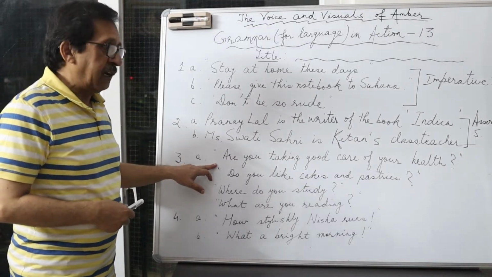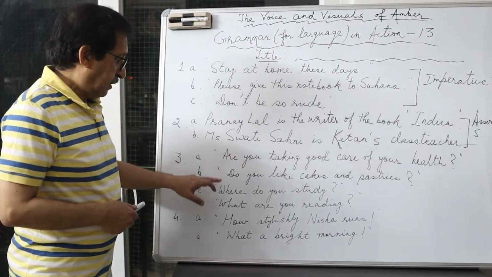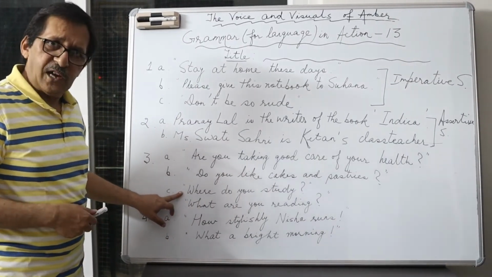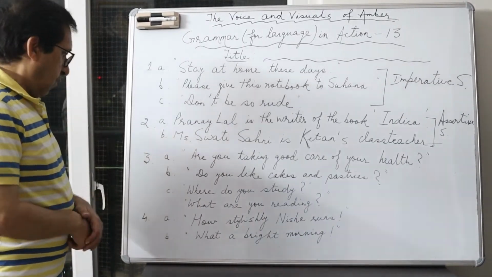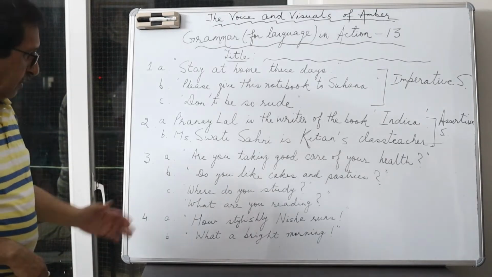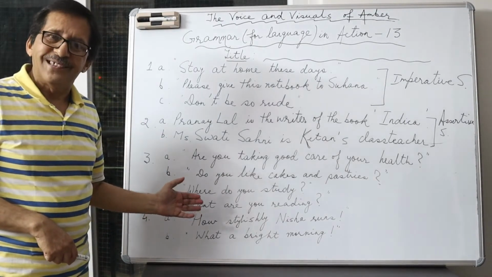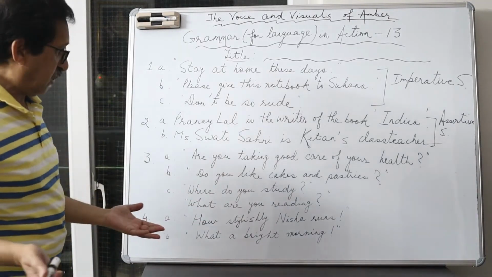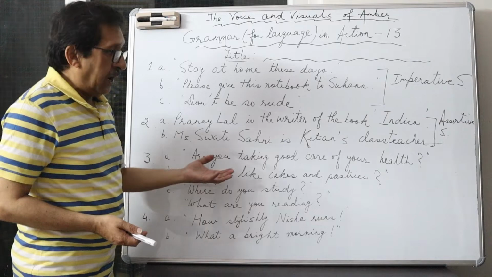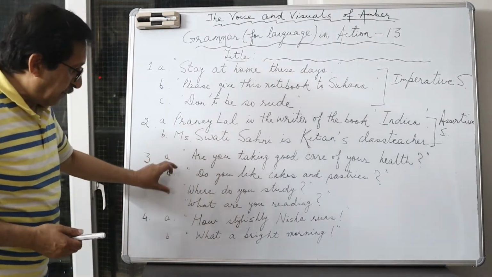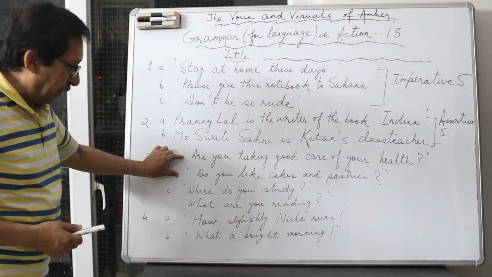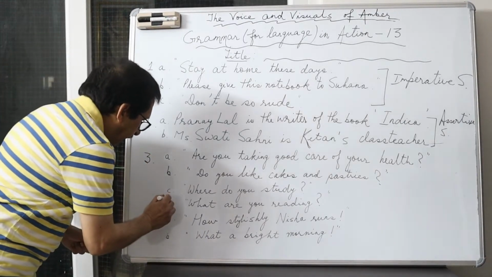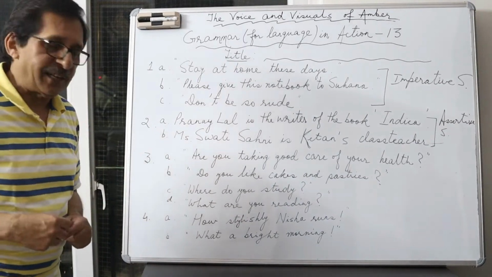Are you taking good care of your health? Do you like cakes and pastries? Where do you study? What are you reading? So these are obviously sentences by means of which we ask questions. Okay? And questions are also therefore of two kinds. A and B belong to one kind, and C and D belong to the second kind.